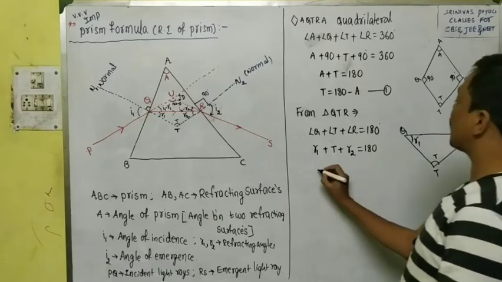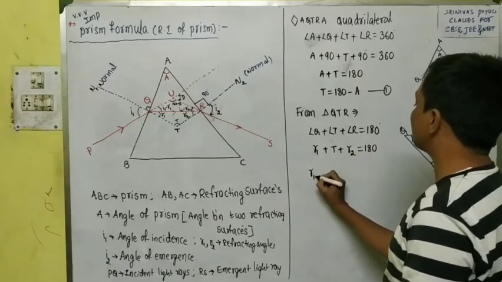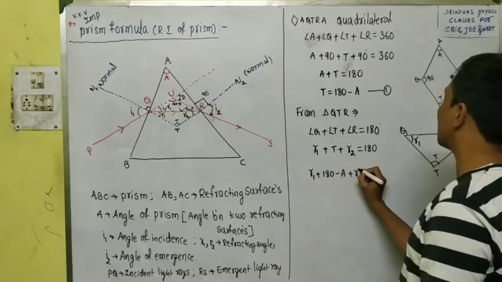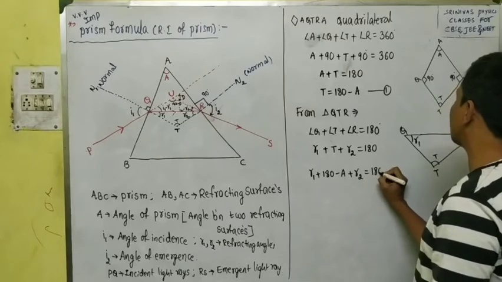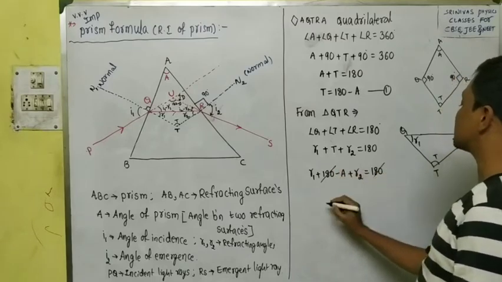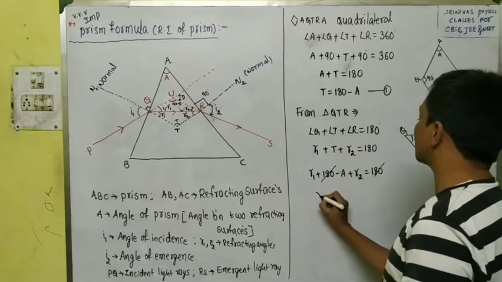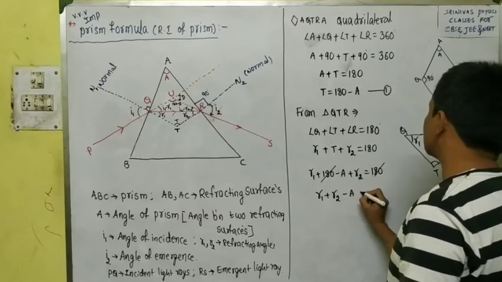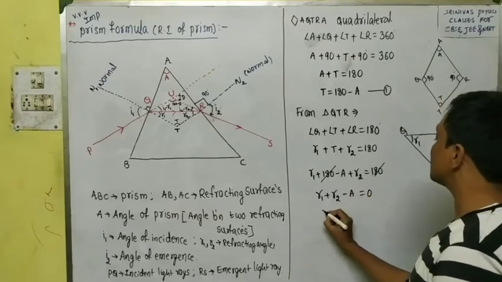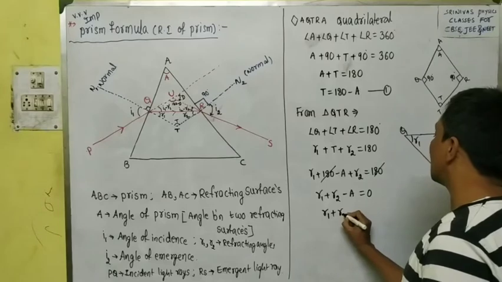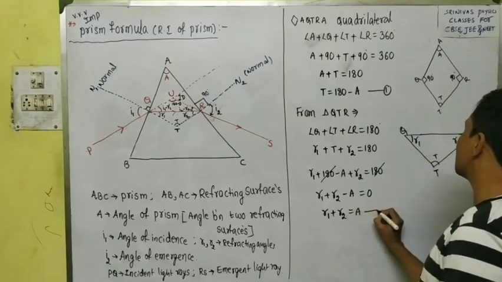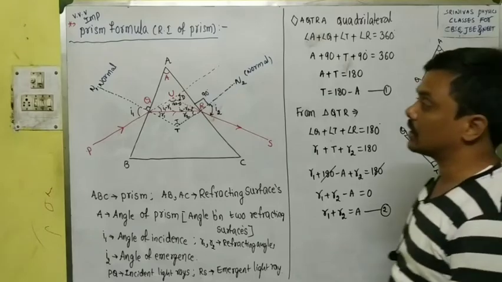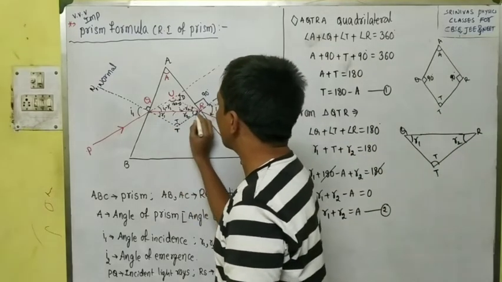And now, in place of T we write the T formula from equation 1, that is 180 minus A, plus R2 is equal to 180. This 180 will get cancelled. Then R1 plus R2 minus A is equal to 0. Then from this we write R1 plus R2 is equal to A. This is equation 2.